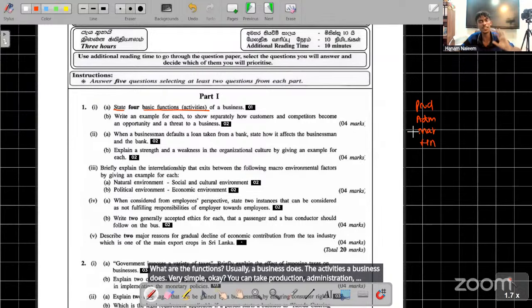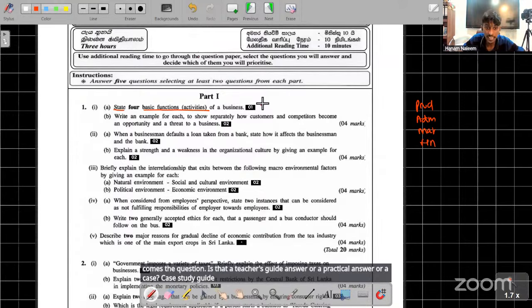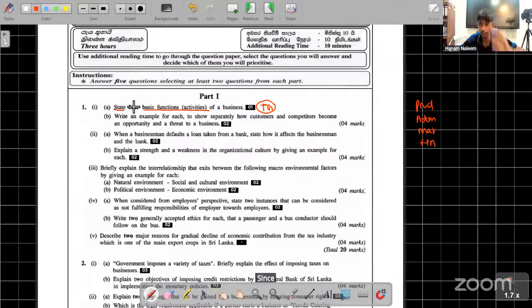Those are the activities of a business. Now comes the question: is that a teacher's guide answer, or a practical answer, or a case study? It must be a teacher's guide answer. So near that question you can write TG. Also, how many functions do you have to write? Since the question is asking 4, yes, we will write only 4.